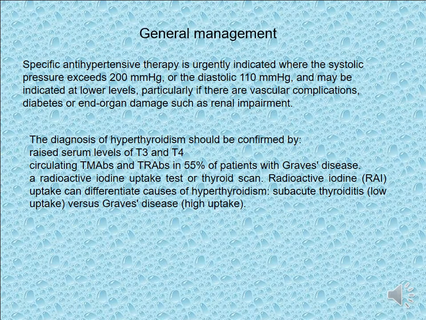How can we manage hyperthyroidism? Start with the diagnosis. Specific antihypertensive therapy is urgently indicated where systolic pressure exceeds 200 millimeters of mercury, or the diastolic exceeds 110 millimeters of mercury, and may be indicated at lower levels, particularly if there are vascular complications, diabetes, or end organ damage such as renal impairment.